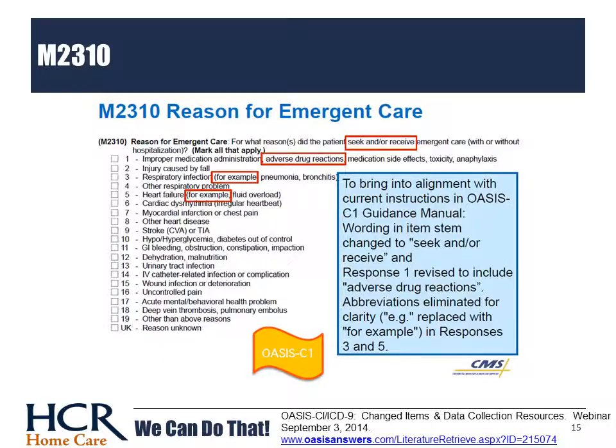M1830, the reason for the emergent care, has added some common clarifications. One, in the stem of the question, you'll now see it asks, did the patient seek and/or receive emergent care? So that's now being clarified. You'll also see in some of the response options simple clarifications. The EG abbreviation has been removed, which now says for example. And in the first item, they added the clarification of adverse drug reactions as a potential improper med administration or med issue.